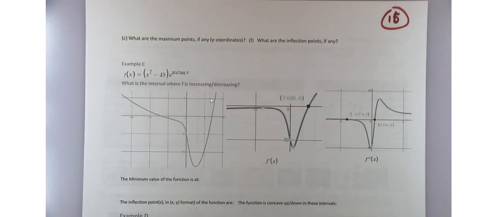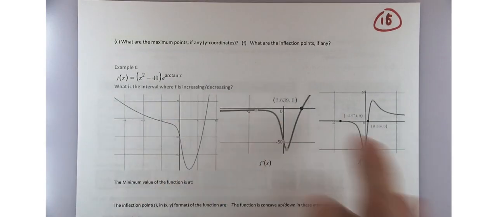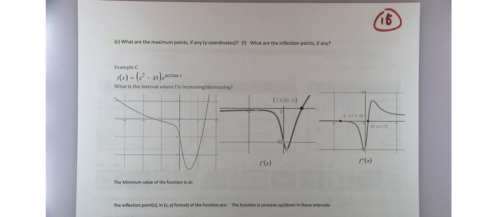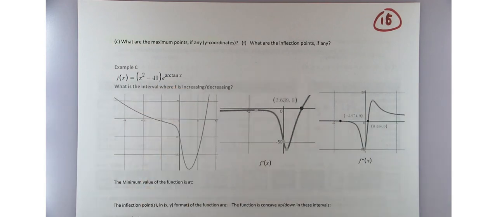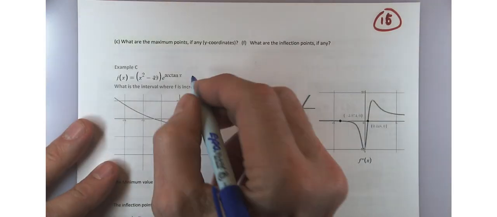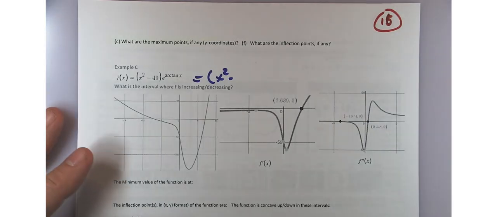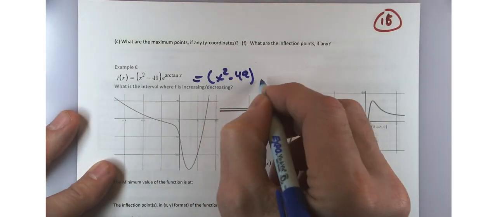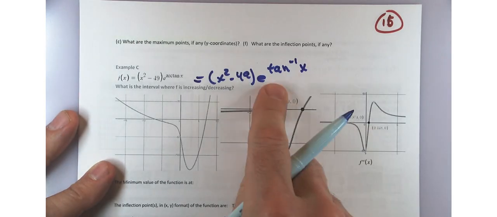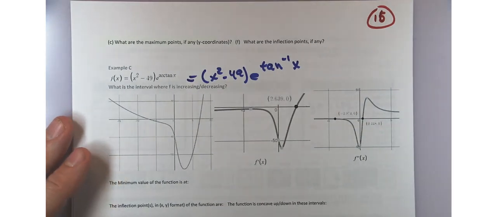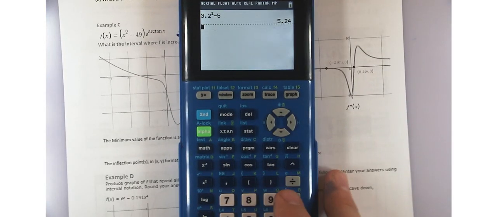I'm going to cut things here and give you a chance to work on example C based on what we just did. Now you can use your calculator to graph these derivatives. The way you plug arctan of x into your calculator would be x squared minus 49 times e to the tangent inverse of x. That's how you're going to do it on your graphing calculator. Your calculator doesn't have a key that's labeled arctan. It's labeled the inverse tangent.